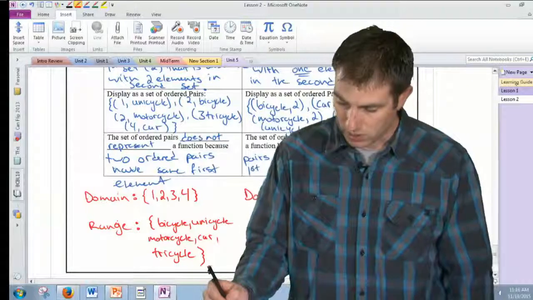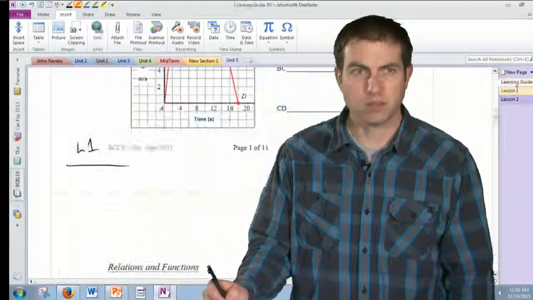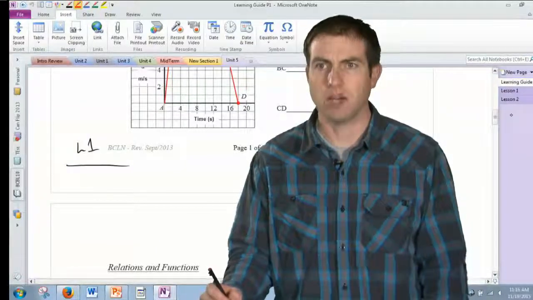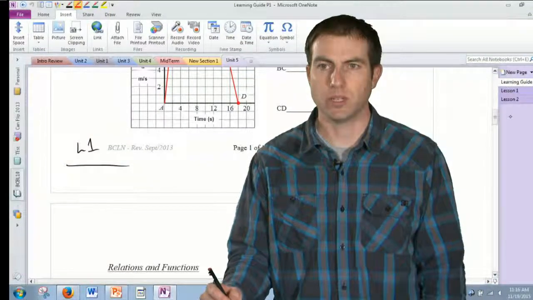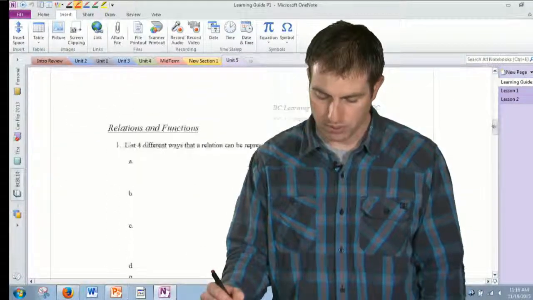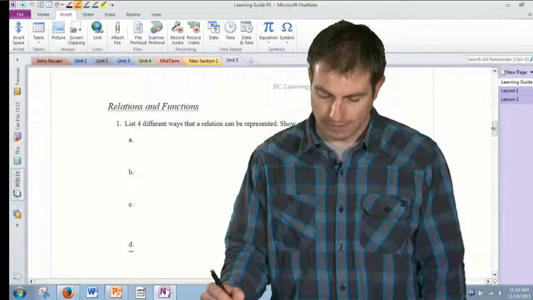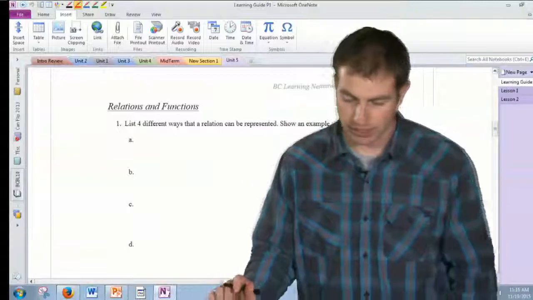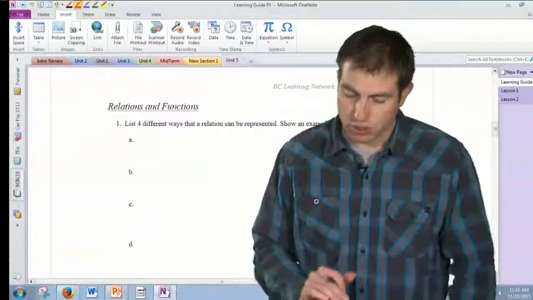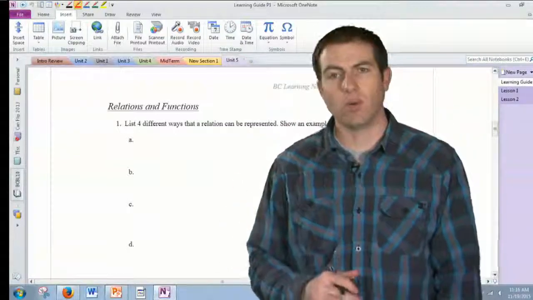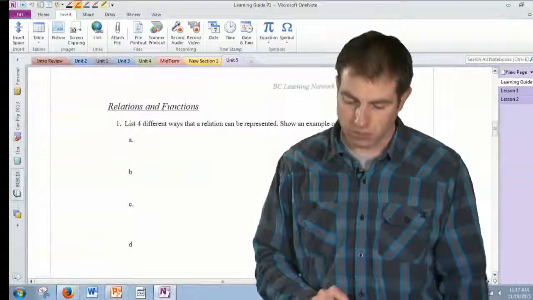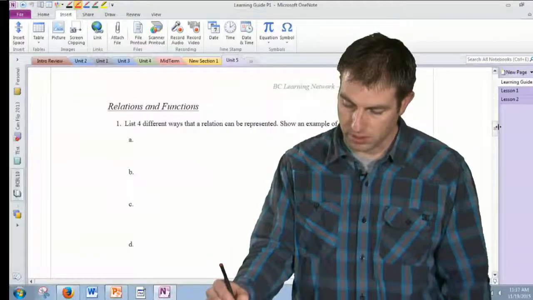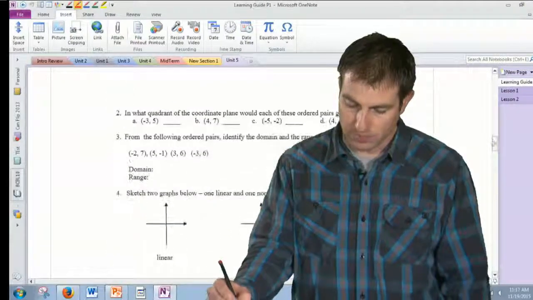I want to just take a quick look at the learning guide. A few of you had some questions on the learning guide. I saw one that just came up. What's the difference between a linear and nonlinear graph? And there was one at the very beginning of class. I'll scroll back up in a second. On the learning guide, page 2, relations and functions. So different ways to represent relations. We talked about 4 different ones, so you can just put them in there. Give an example. It's pretty straightforward.